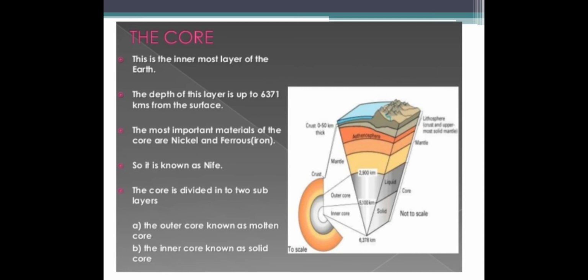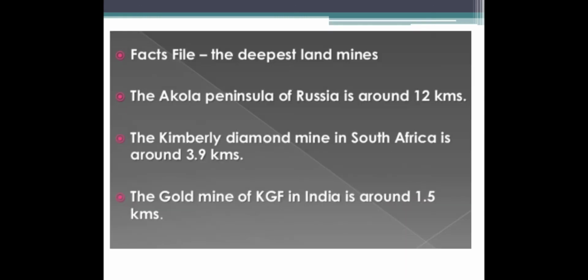You can see a diagram here where the uppermost is the crust, then we have the mantle, then we have the core. Now some facts. The deepest mines under the earth's surface: we have the Kola Peninsula of Russia, which is around 12 kilometers. Then we have the Kimberley diamond mine in South Africa, where you can find diamonds. It is 3.9 kilometers. And the gold mine of KGF in India is around 1.5 kilometers.